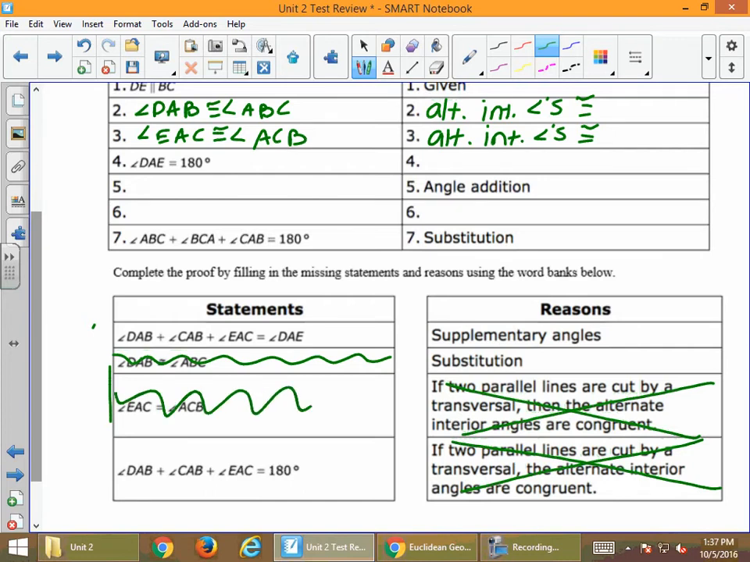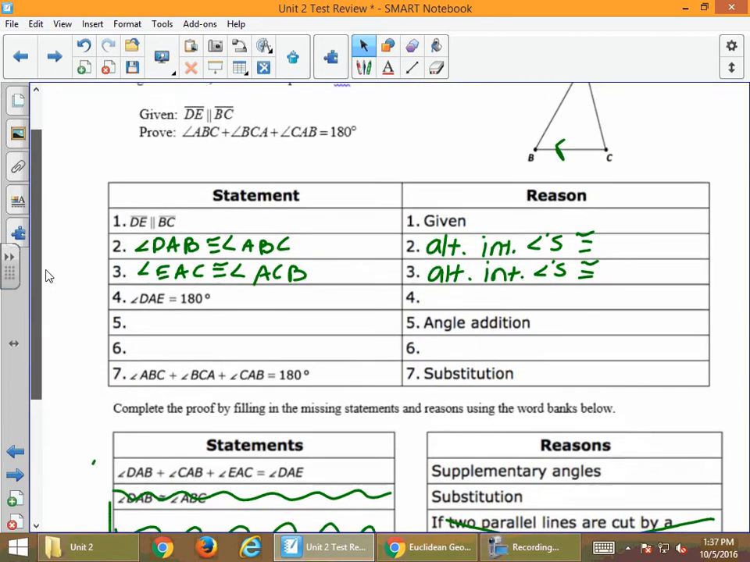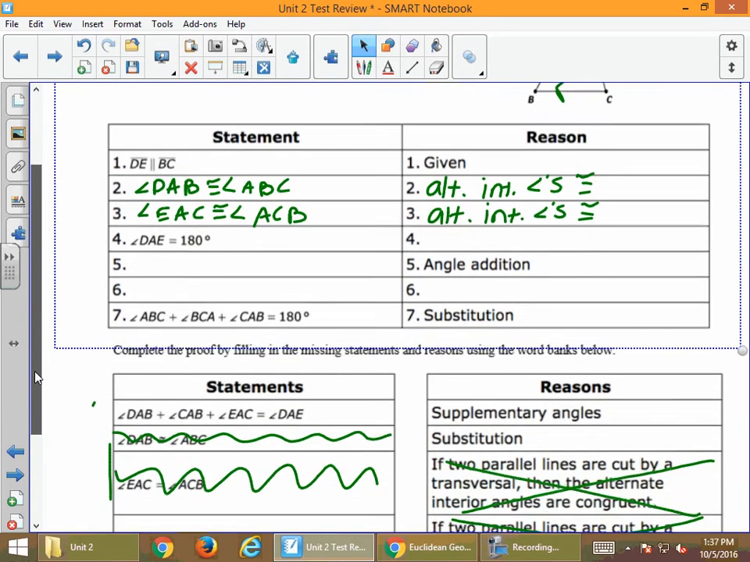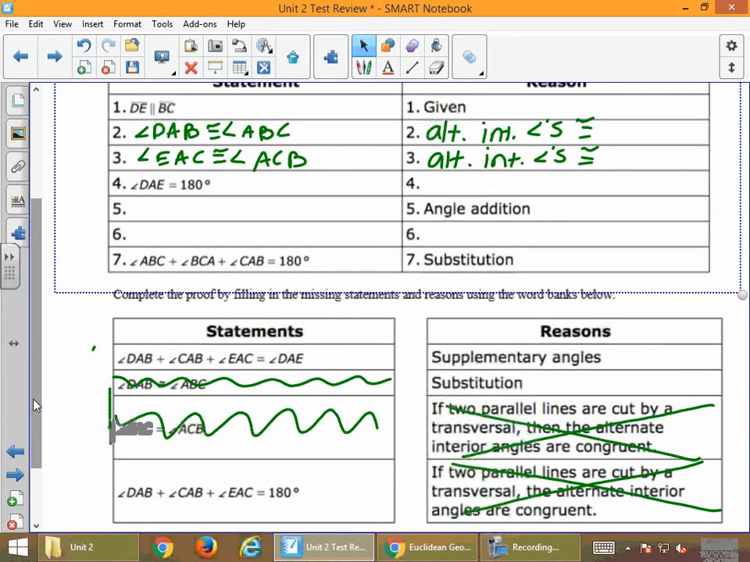So, use it, scratch it out, we're not going to use it again. They gave us our statement for 4. It said that that straight angle at the top of our diagram, DAE, the straight line, equals 180. Well, I don't really know what reason to put, but I'm going to look in my word bank. Which one of those makes the most sense to pair with that statement? The supplementary angles or substitution? Which one would make the most sense?